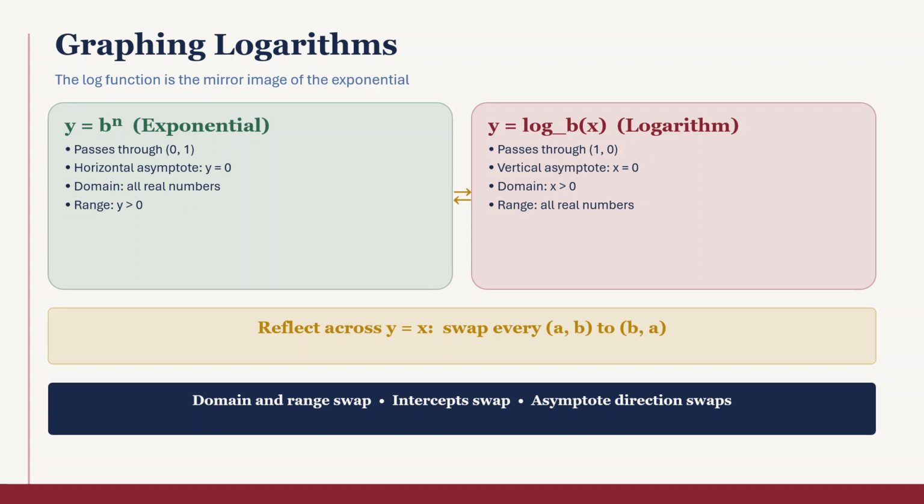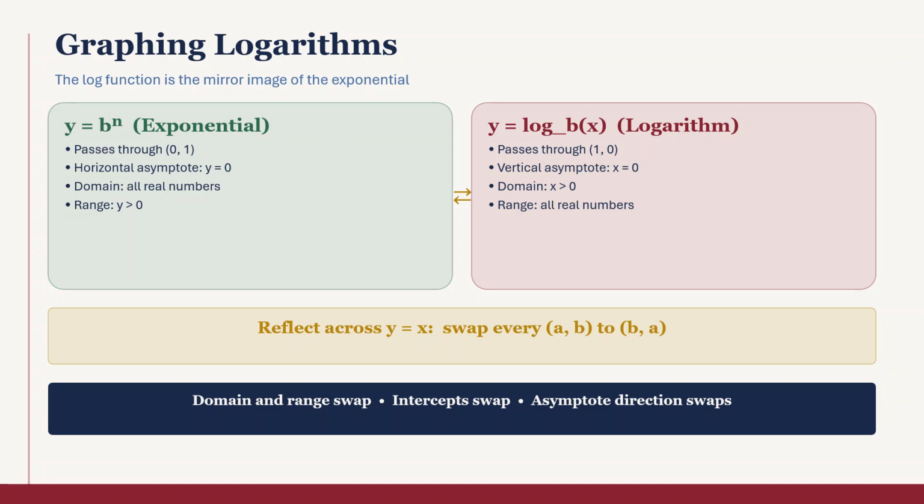Key features of the log graph. Domain: x must be greater than 0. Range: all real numbers. The graph passes through (1, 0) because log base b of 1 always equals 0. It passes through (b, 1) because log base b of b always equals 1. The graph is always increasing for bases greater than 1, but it grows more and more slowly.